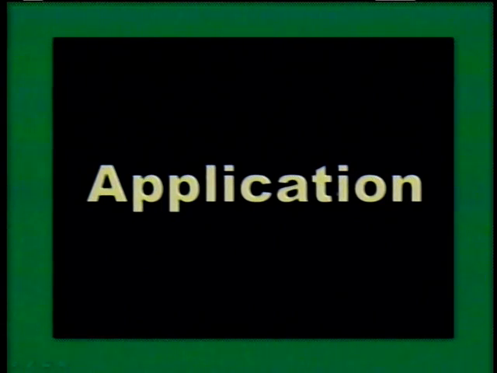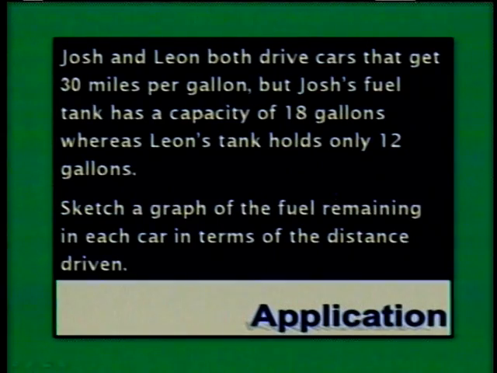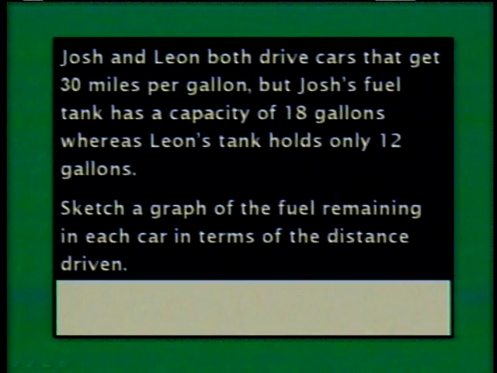Let me finish up now with an application. Josh and Leon both drive cars that get 30 miles per gallon, but Josh's fuel tank has a capacity of 18 gallons, whereas Leon's tank holds only 12 gallons. We want to sketch a graph of the fuel remaining in each car in terms of the distance driven.